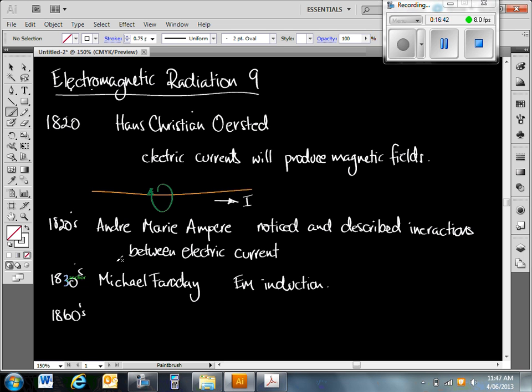This is very recent physics as far as physics goes. James Clerk Maxwell. James Maxwell, he was English also. Changing magnetic fields produce currents in conductors.